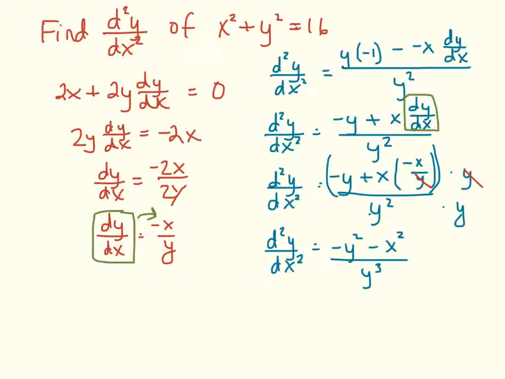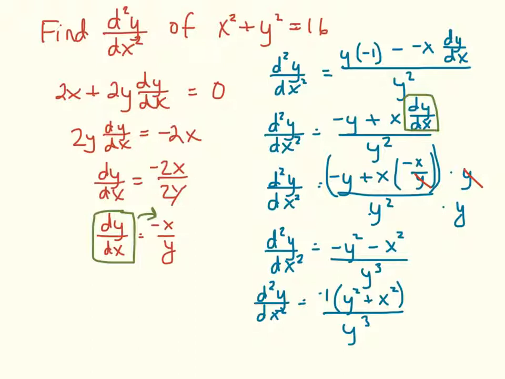Okay. If you notice in the numerator, we have negative y squared minus x squared. I'm going to go ahead and just factor out that negative 1. And what I'm left with, oops, write the right variable here, what I'm left with is negative y squared plus x squared over y cubed. Okay, I have one more last step to do. Go back up to what we started with.